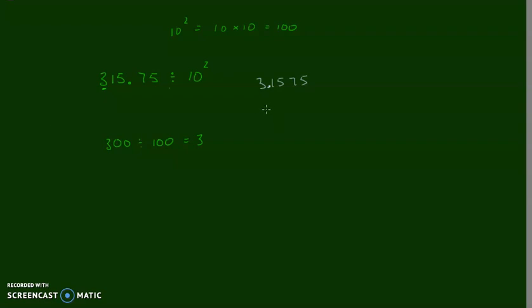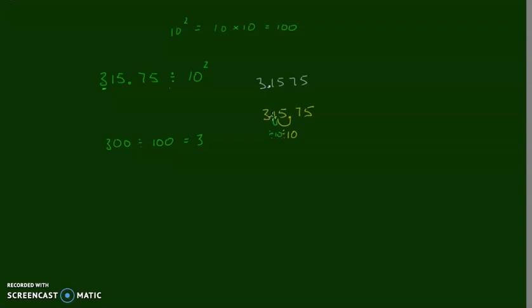Using the other strategy, I'll start with 315 and 75 thousandths, dividing it by 10 to the second. When we divide, we're going to move the decimal to the left. Moving it one spot to the left is the same as dividing it by 10. Then moving it one more spot, and I don't have a lot of space here, so that's dividing it by 10 again. So I've got two tens. 10 times 10 is 100.